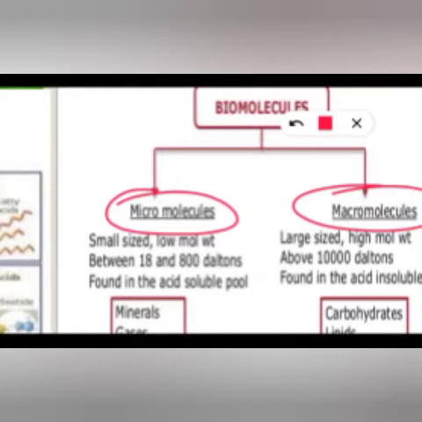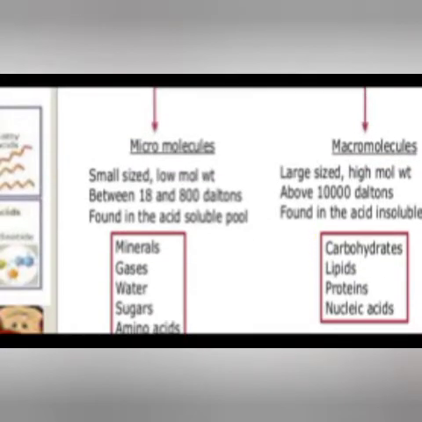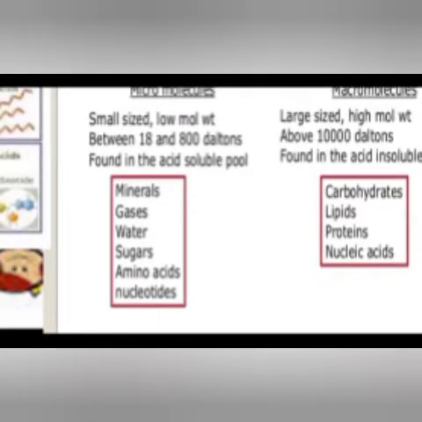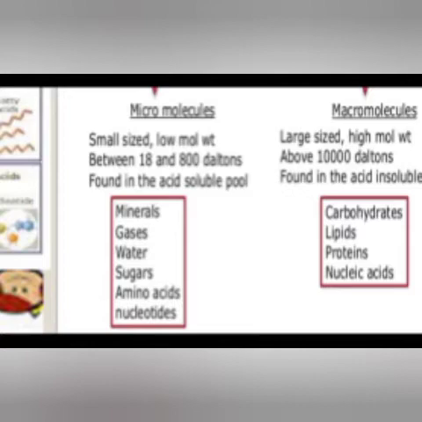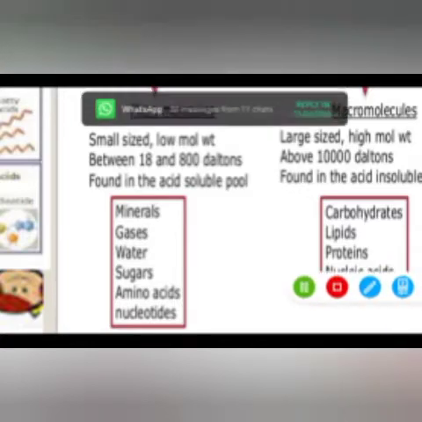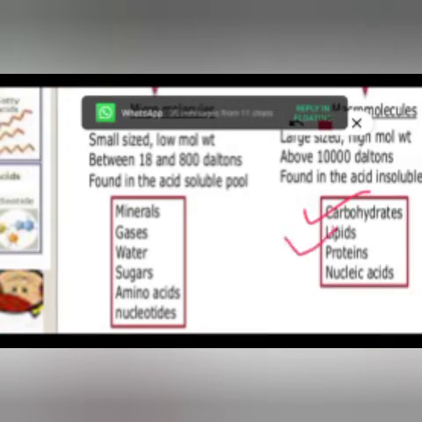Biomolecules have 2 types: micromolecules and macromolecules. Micromolecules are small in size with low molecular weight, between 18 and 800 Dalton. These are minerals, gases, water, sugar, amino acid, nucleotide, etc. Whereas macromolecules are large in size with high molecular weight, about 10,000 Daltons, found in the acid insoluble pool. These biomolecules are carbohydrate, lipid, protein, and nucleic acid.